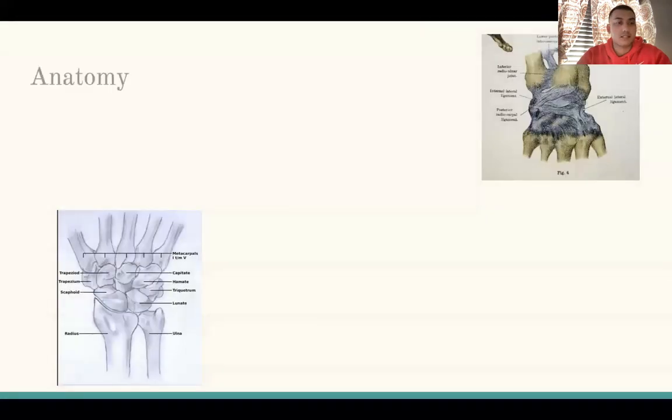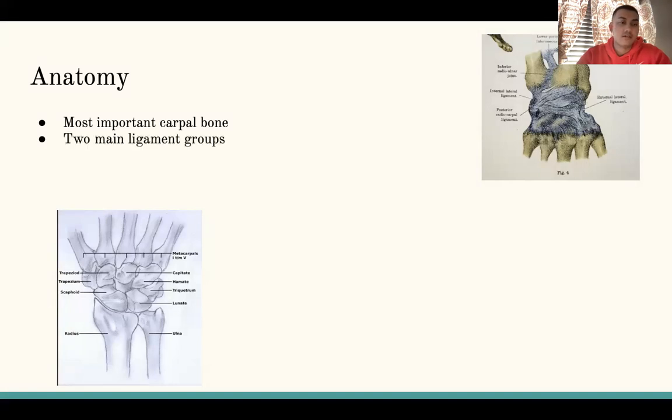All right, next section, move on to anatomy. The scaphoid is considered to be the most important carpal bone of the wrist. There are two main ligament groups: the extrinsic group and the intrinsic group. In the extrinsic group, you have 3 deep radiocarpal ligaments, and these 3 ligaments connect the capitate, lunate, and the scaphoid bones to the radius.